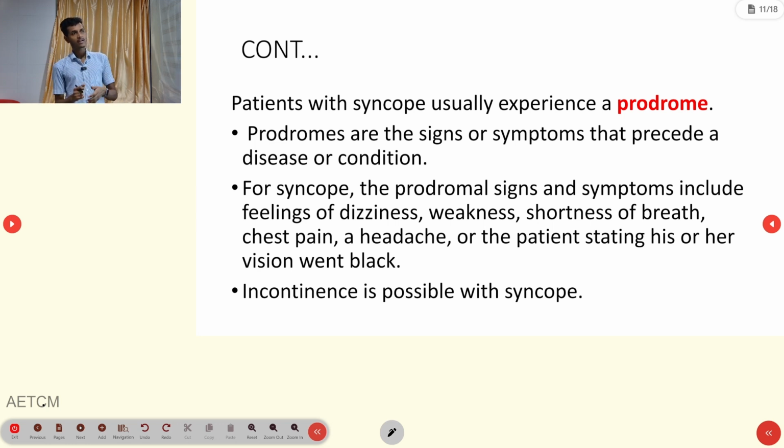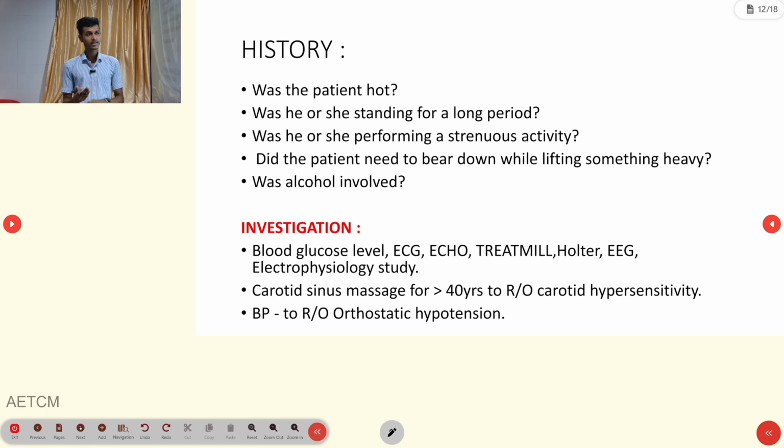So again, syncope usually has a prodrome. Prodrome means some clinical manifestation that will occur before the disease. Likewise, in syncope the person will feel dizziness, weakness, shortness of breath, chest pain, headache, based on the condition. Or the patient states his or her vision went black. So blackout of vision also will occur. Incontinence is possible with syncope, urinary incontinence.